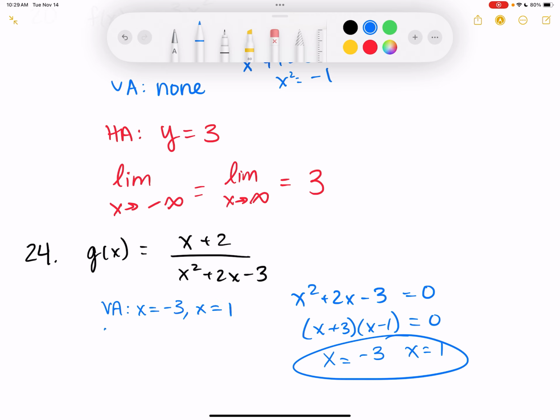Horizontal asymptotes. Bigger on bottom, 0. Bigger on bottom, y equals 0. Good job.